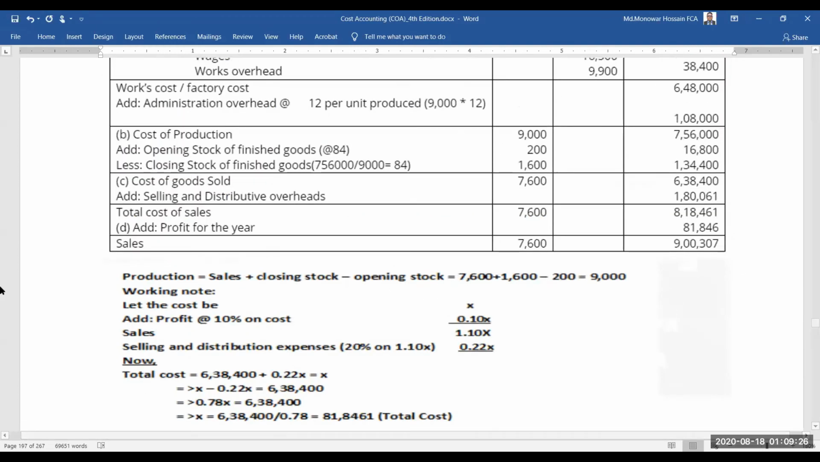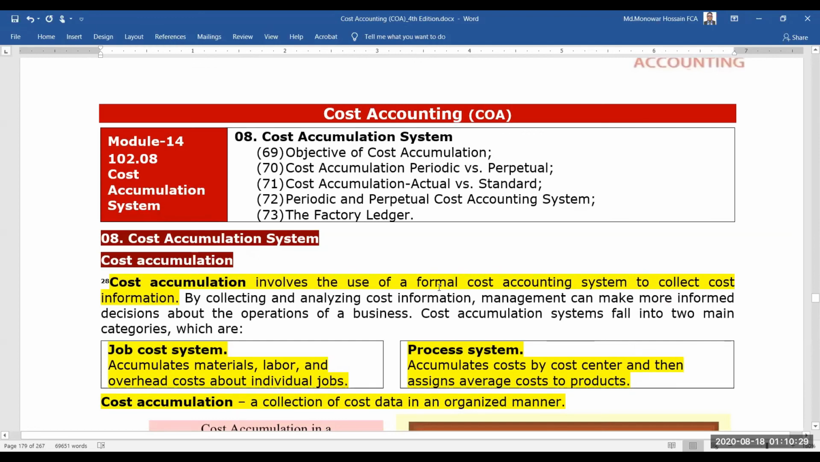I think it's okay. Today we are concluding the cost accumulation system through this part 2. So in both part 1 and 2, we discussed the objective of cost accumulation, periodic versus perpetual, cost accumulation actual versus standard, periodic and perpetual cost accounting system, and the factory ledger. And we solved a few problems within this sheet. And I have included a lot of questions with solutions with this sheet. Go to my Google Drive and download it.